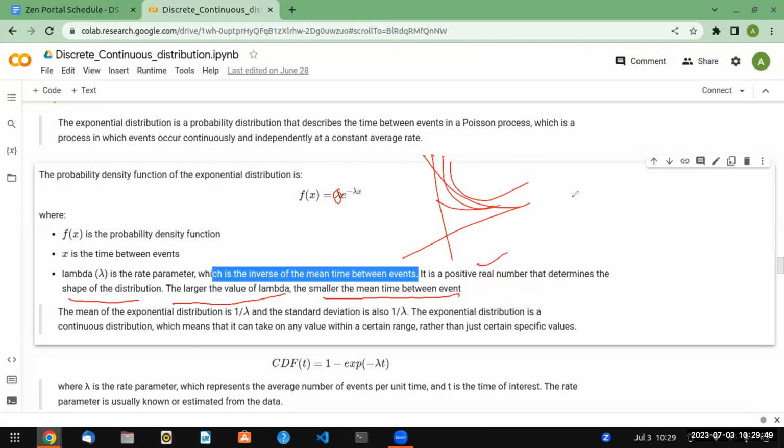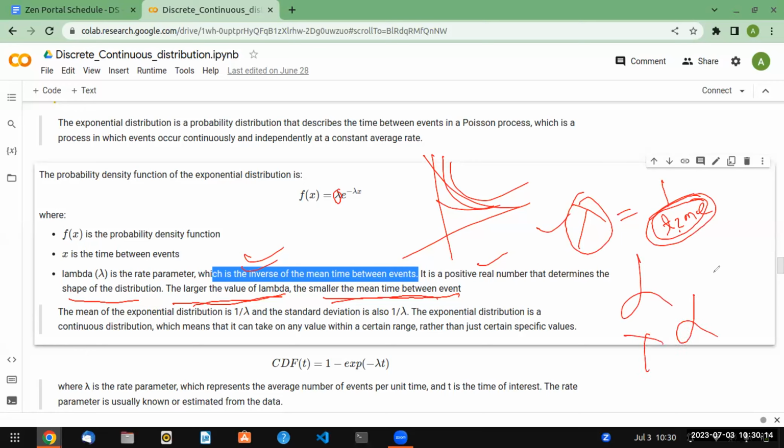That means what? Lambda is 1 by time. This is what is said, inverse of time. Now, the larger the value of lambda, the smaller the mean time of the event, right? So if this is larger, that means what? This is smaller. If this is smaller, this means this is larger, inverse. So this means lambda is inversely proportional to time.